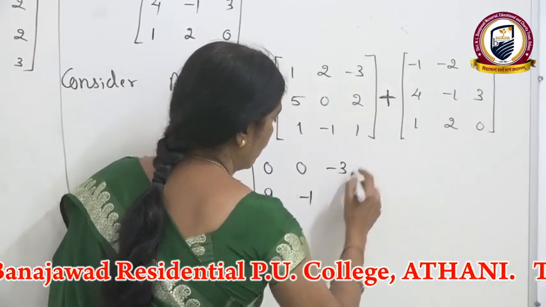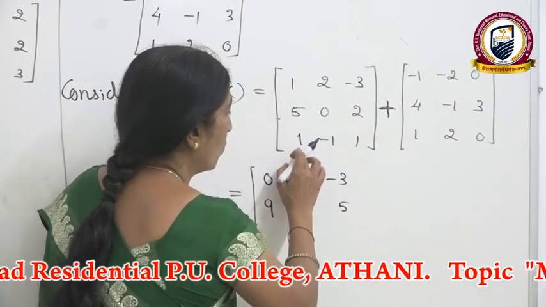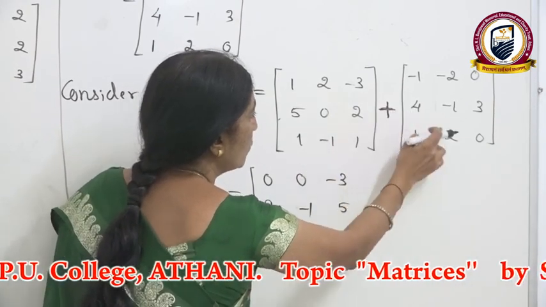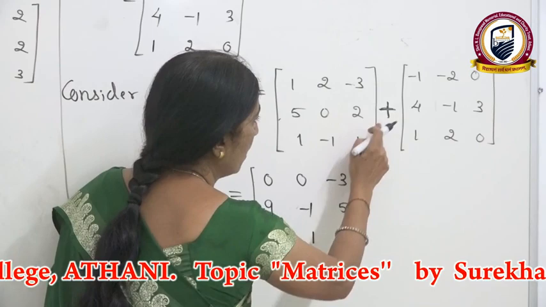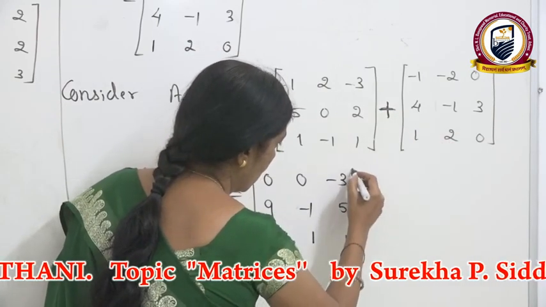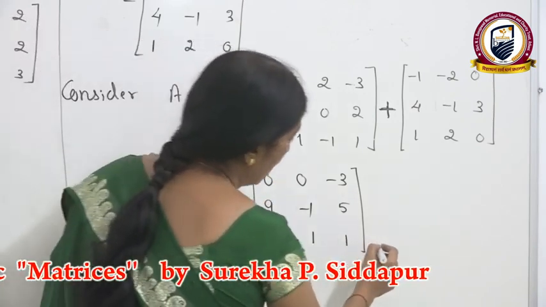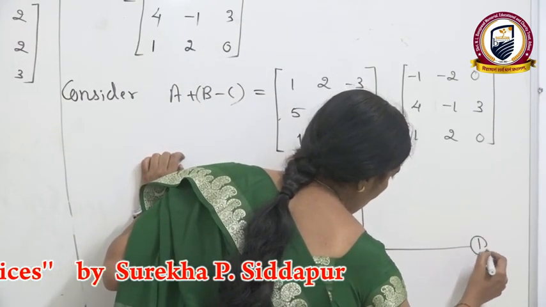2 plus 3, 5. 1 plus 1, 2. Minus 1 plus 2, that is 1. 1 plus 0, that is 1. Then this is nothing but A plus B minus C. Let us call this as equation 1.